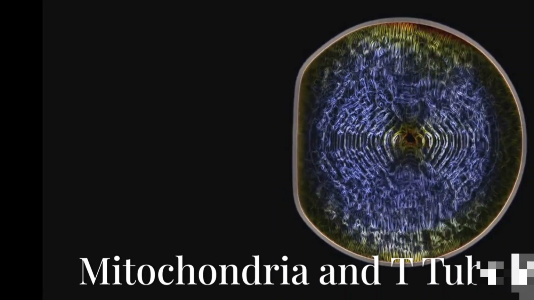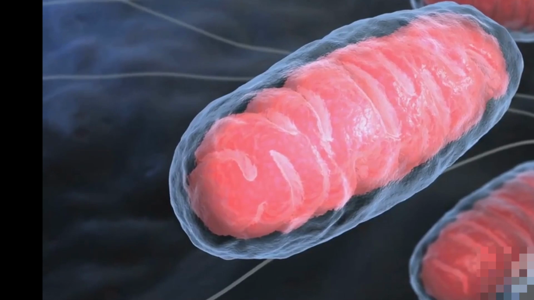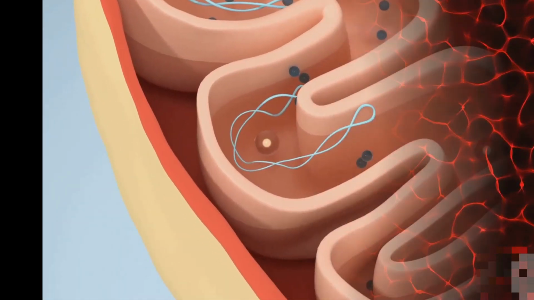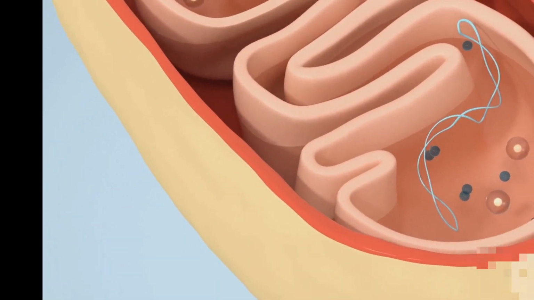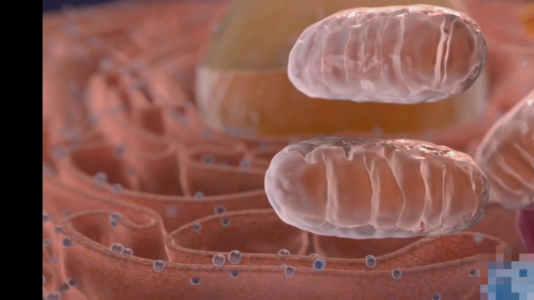Myocardial cells are highly metabolically active and require a constant supply of energy to fuel their continuous contractions. To meet this energy demand, these cells are packed with mitochondria, the powerhouses of the cell. Mitochondria are responsible for producing ATP, or adenosine triphosphate, the primary energy currency of cells, through cellular respiration.